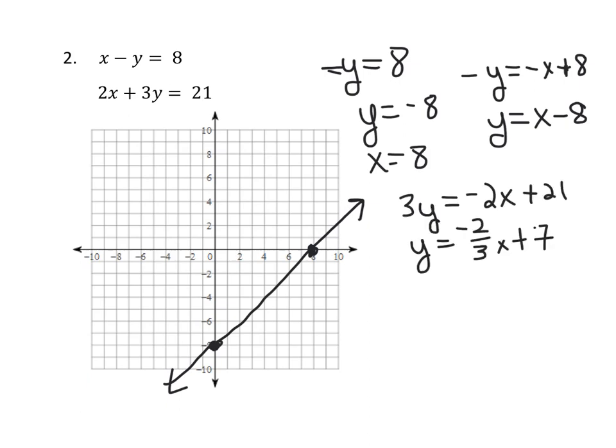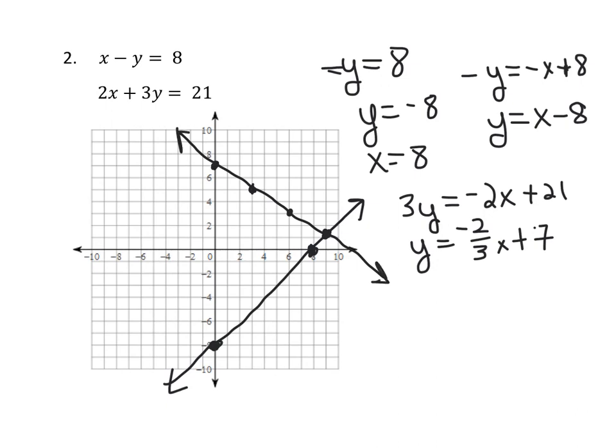Okay, so as you can see, I've put this in slope-intercept form. I subtracted 2x from both sides, and then I divided by 3, and I got negative 2/3 x plus 7. So this other line that I'm going to draw is going to have a y-intercept of 7 and a slope of negative 2/3. That means I'm going to go down 2 and to the right 3. Down 2, to the right 3. And I'm going to keep doing that until I find my point of intersection, which is going to be right here.